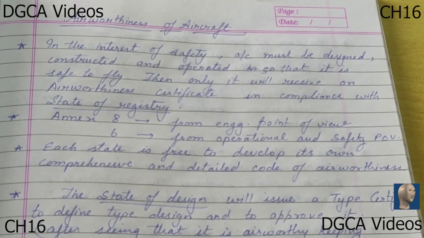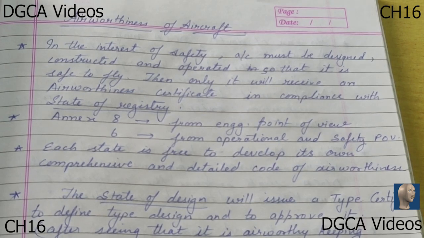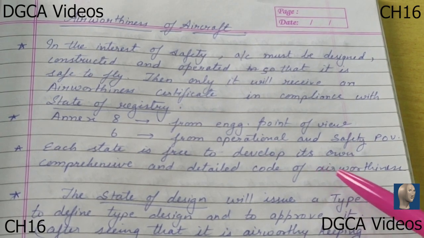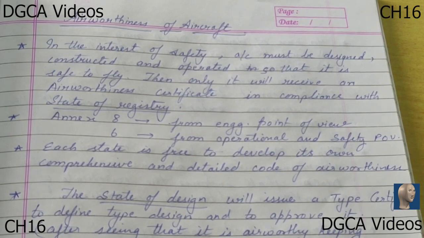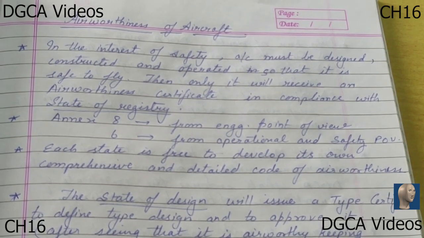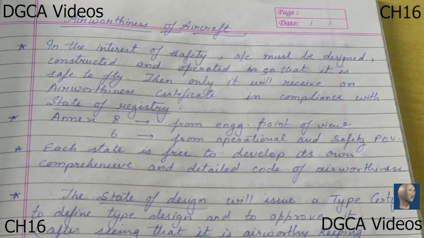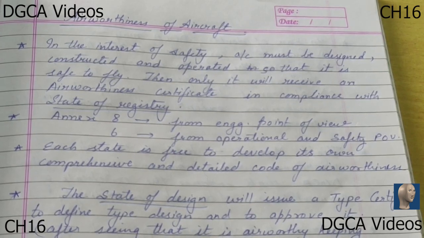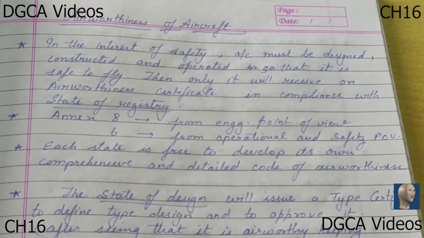ICAO has actually given freedom to all the states to prepare their own set of rules and detailed code of airworthiness. So all the states, keeping in mind the ICAO standards, the minimum standards, formulate their own rules as to how and when the airworthiness certificate has to be issued.